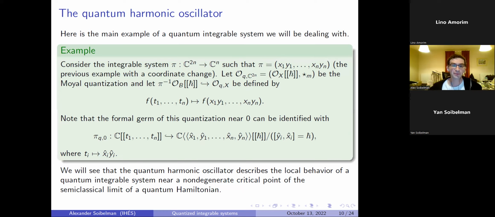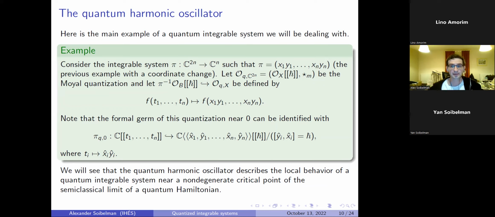And so if you want to try to see the picture from the beginning of the talk with these non-commutative formal power series, then you can look at the formal germ of this morphism to get that you're essentially embedding formal power series in n variables into these non-commutative formal power series in the way that's written here, where ti goes to xi hat, yi hat.